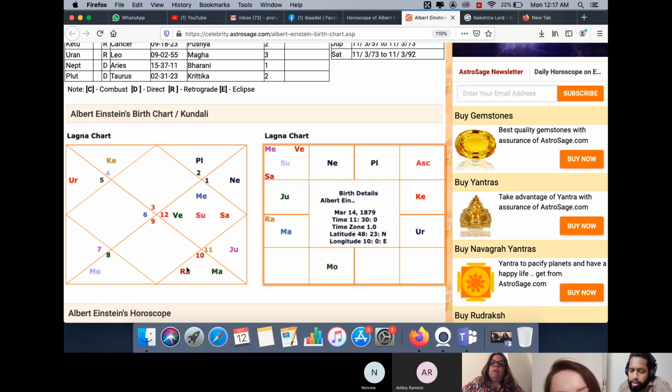And if you see, Rahu is a co-ruler of the Aquarius sign. Where is Aquarius going? It's in the 9th house. What does the ninth house represent? Traveling abroad, philosophy. What else? Teaching. Yeah, teaching.